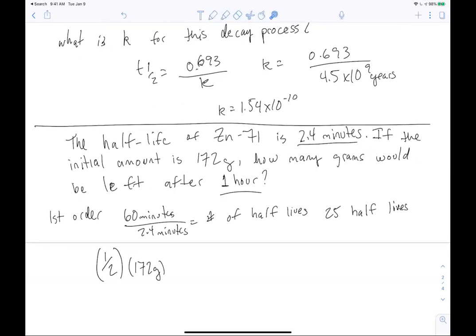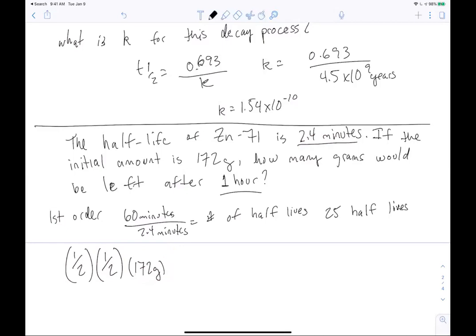Think about it like this. If we're starting out with 172 grams, after 2.4 minutes, we're going to have exactly 1/2 of that. So this little math equation that I wrote here would describe that perfectly. This is exactly the amount that we would expect after 2.4 minutes. If we were to then say, well, what happens after 4.8 minutes? We'd multiply it times 1/2 again.